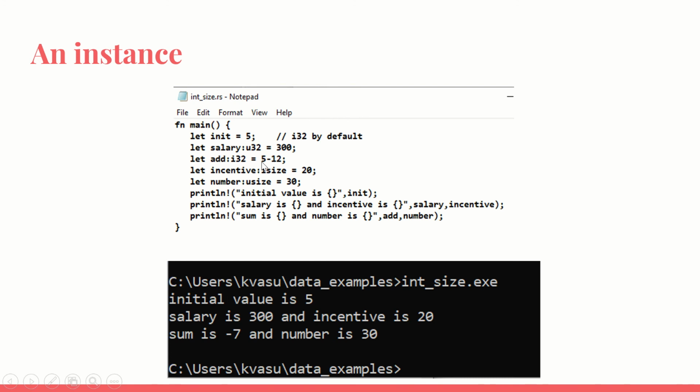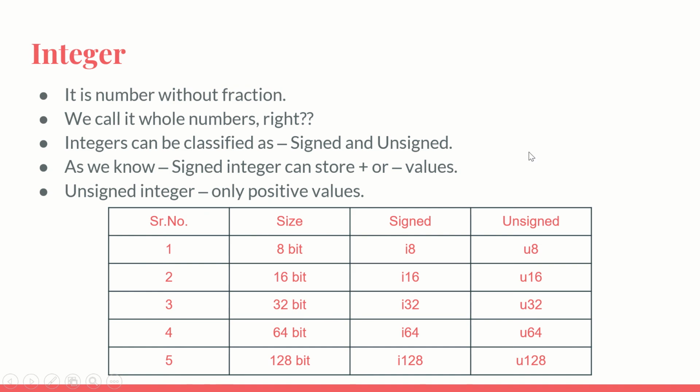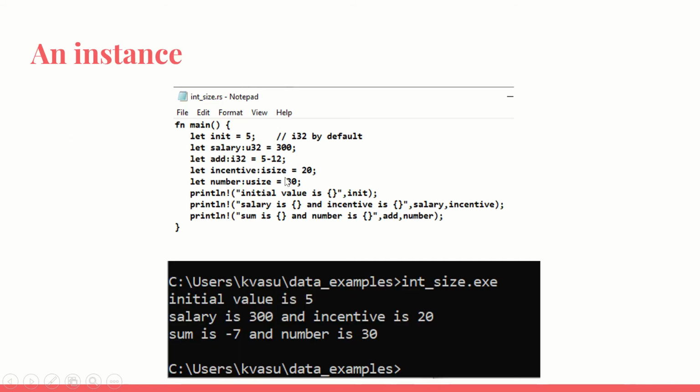So this is signed, this is unsigned. You can see that here we are using the signed and the unsigned terminologies properly. When you want to go with signed, you use I8, I16, I32. When you want to go with unsigned, you use U8, U16, U32 appropriately. Now I have got a signed value. Let add I32 equal to 5 minus 12, which means the answer should be minus 7. And since it is signed, it will get you the result properly.